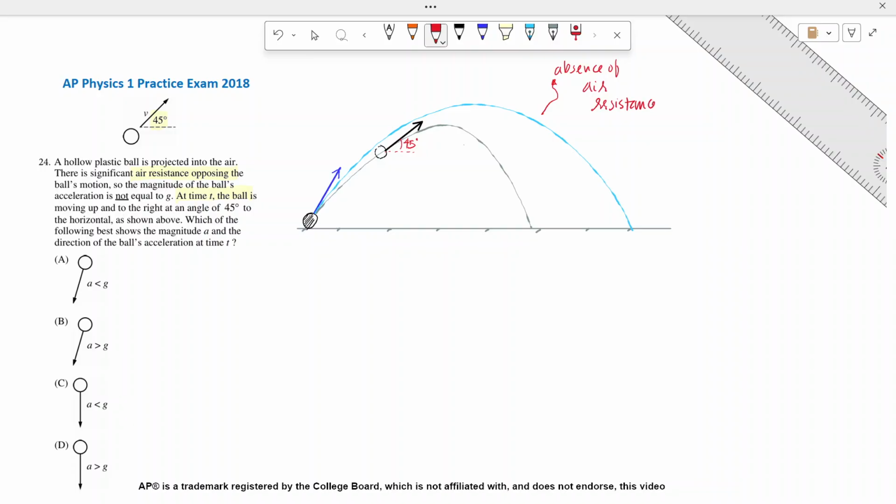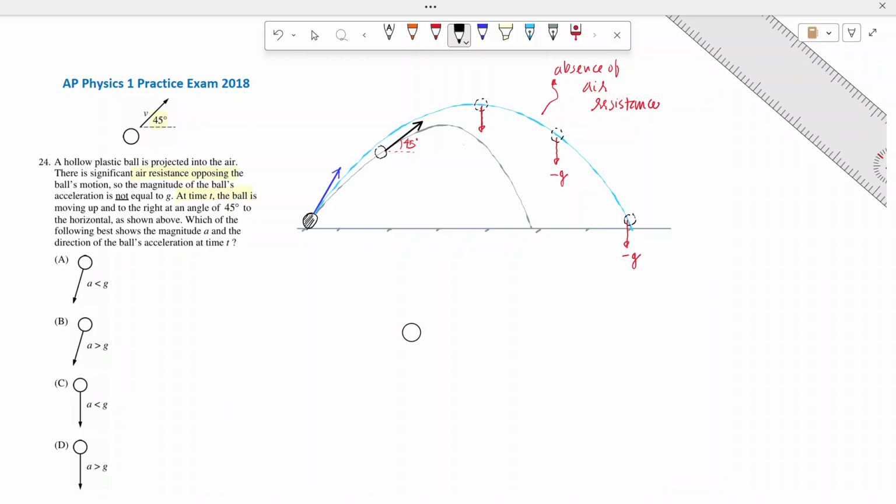So in the absence of air resistance, no matter what the position of the ball is, at the highest point or just before hitting the ground, at all of those points acceleration will be vertically downward, that is equal to negative g. Okay, but this acceleration is affected. And why is that? Because just imagine the ball is right now at this angle of 45 degrees, and like this is the direction of its motion.